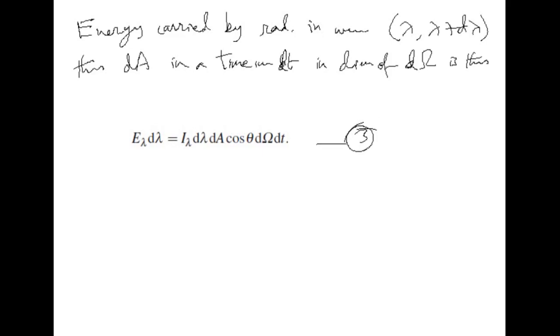Now what we can do is use this expression to obtain the energy density of radiation for a radiation field given by an arbitrary I lambda. So for that let us consider a volume element that is projected. Let me show you.